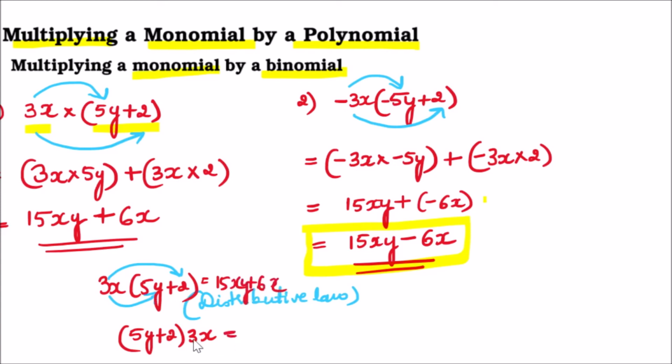If you calculate this way also, what happens here? So 3x will be multiplied by 2, 3x will be multiplied to 5y, or you can say 5y is multiplied to 3x and 2 is multiplied to 3x. Okay, so this is distributive law. So for this also the answer will be the same, 15xy plus 6x both. Okay, so what do you say? A into b equals b into a, both will be same. This is commutative law.